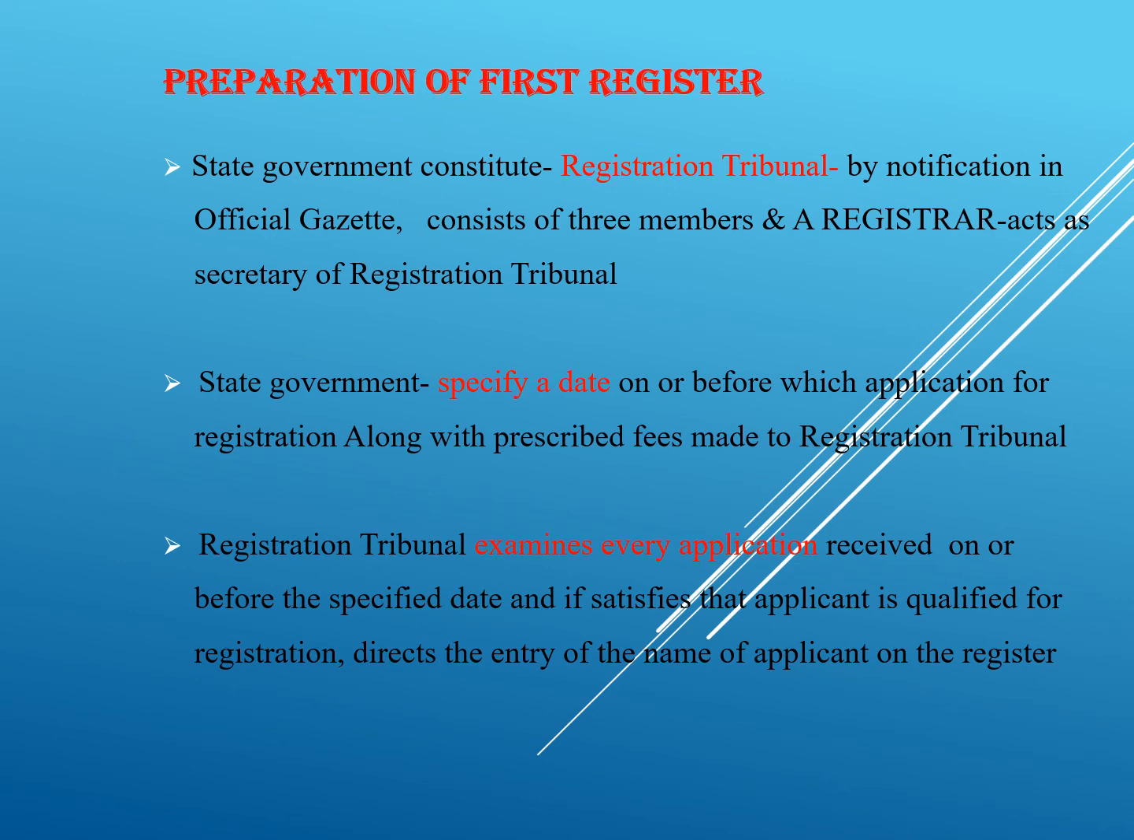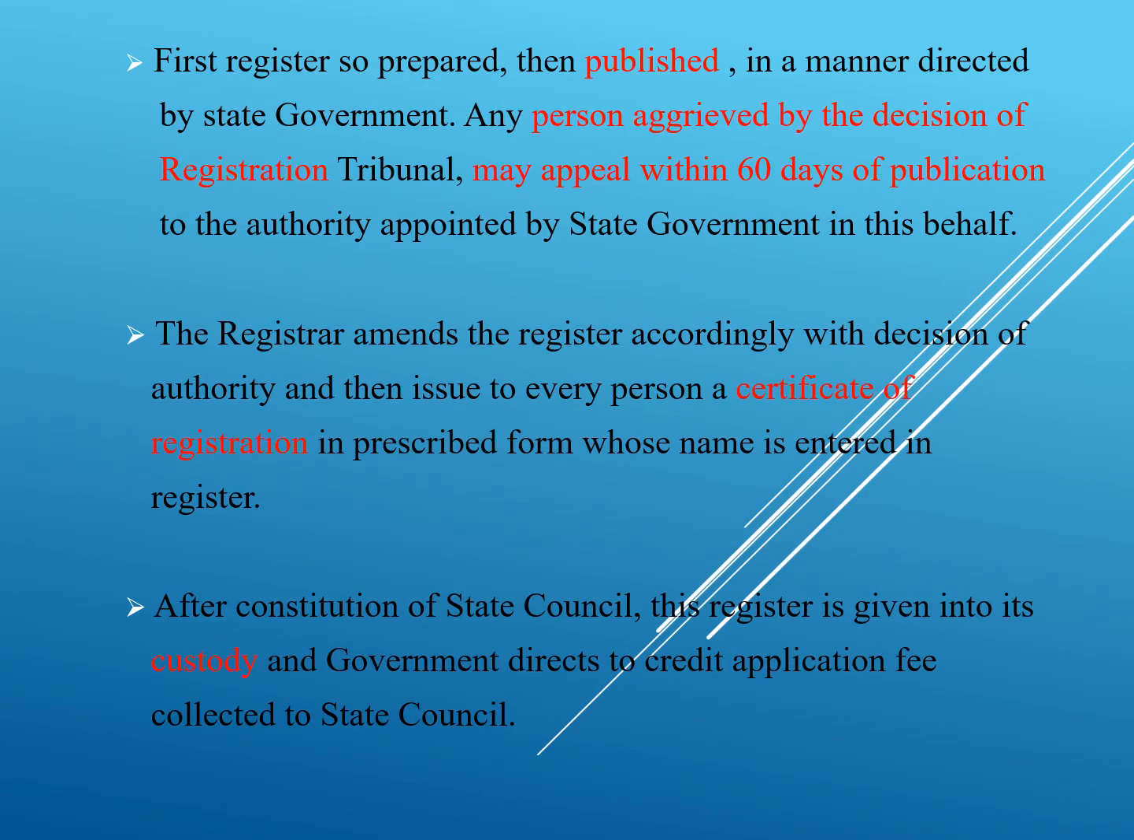Registration Tribunal examines every application received on or before the specified date and if satisfied that the applicant is qualified for registration, directs the entry of the name of the applicant on the register. First register so prepared is then published in a manner directed by state government. Any person aggrieved by the decision of the registration tribunal may appeal within 16 days of publication to the authority appointed by state government in this behalf.